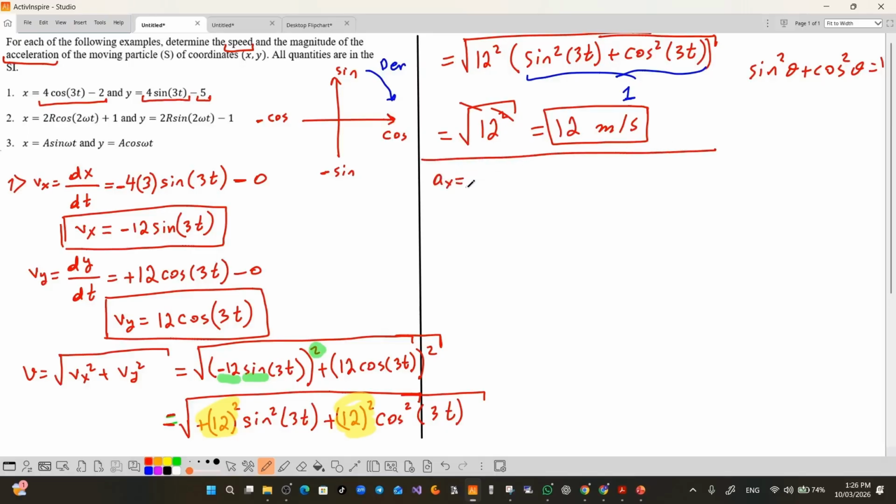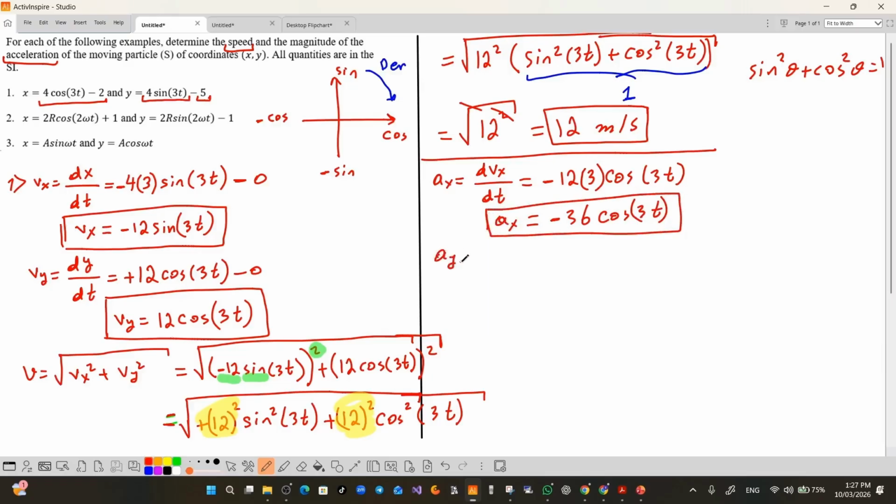So we need to find the ax and the ay to find the magnitude of the acceleration. The ax is the derivative of the Vx with respect to time. So the Vx is minus 12 sine 3t. So we keep the minus 12 the same. We just apply the derivative on the sine. What is the derivative of the sine? It is cosine. We make sure that we have enough space for the derivative of the inner function. Now the inner function is 3t, the derivative is 3. Now minus 12 times the 3 is minus 36 cosine 3t. And this is going to be the ax.